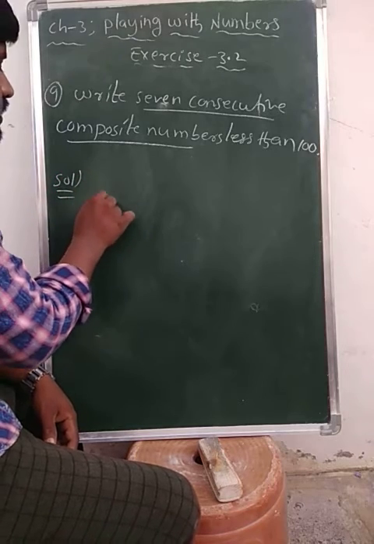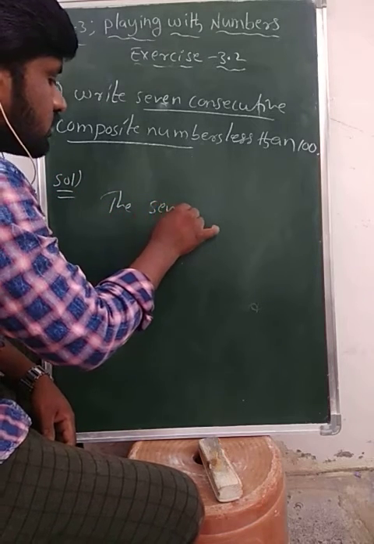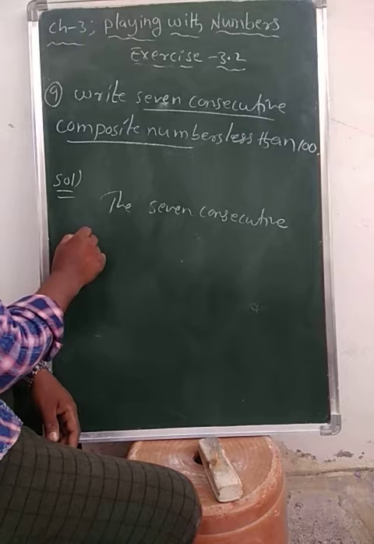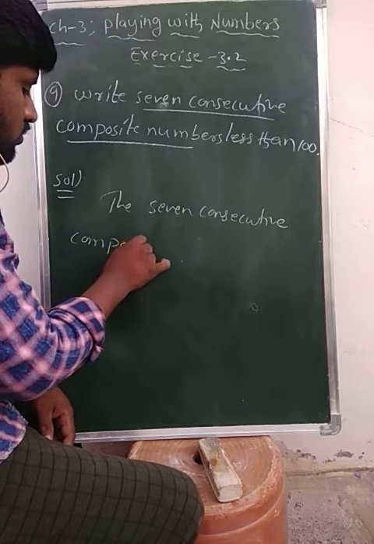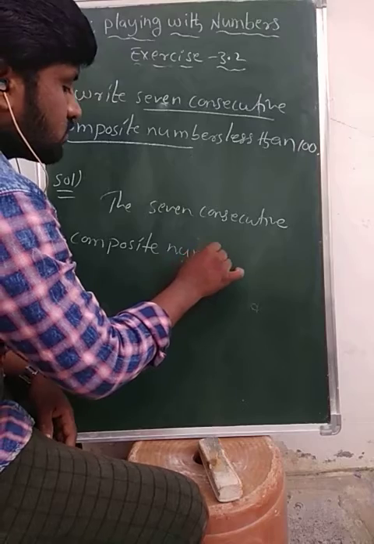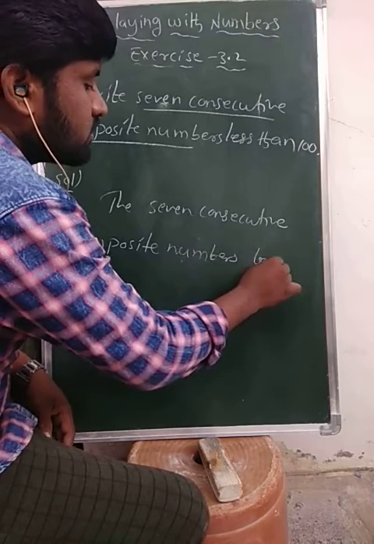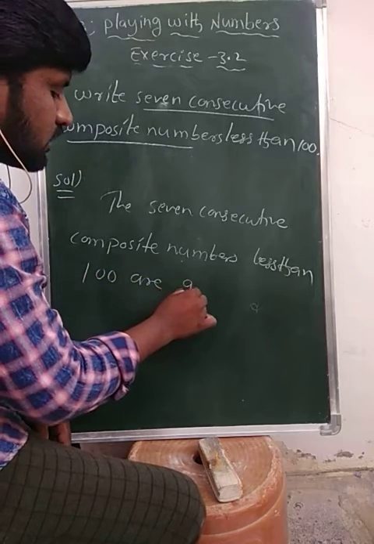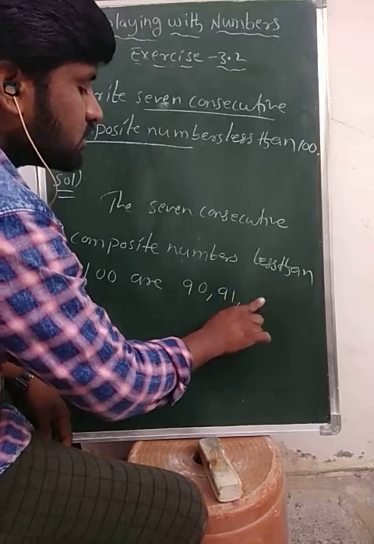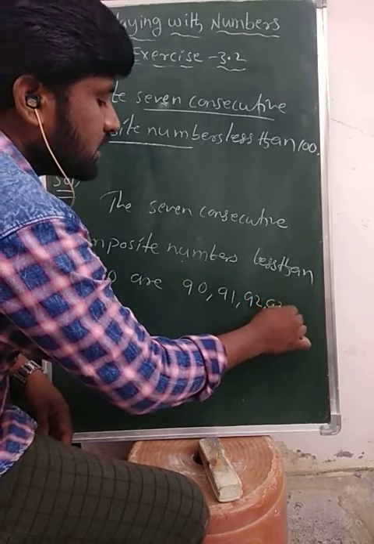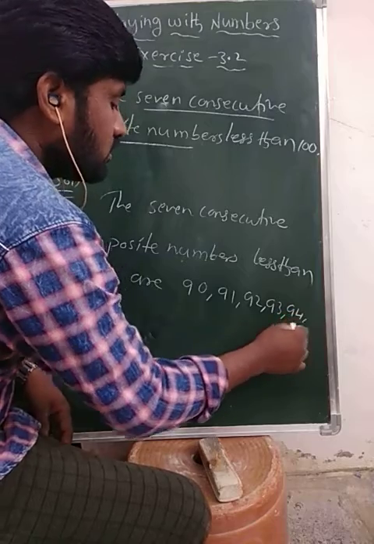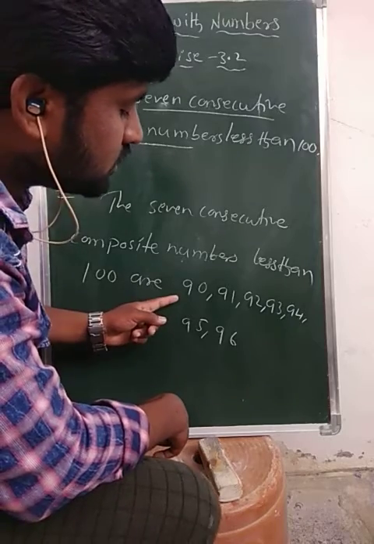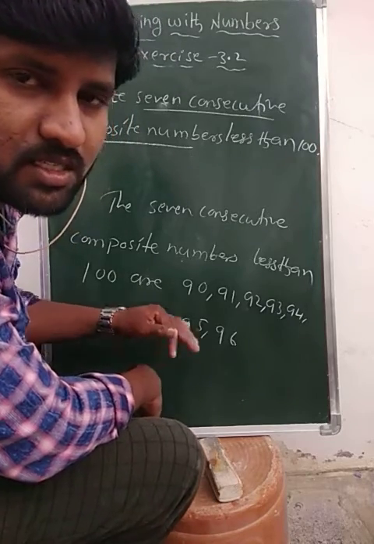The required solution: the 7 consecutive composite numbers less than 100 are 90, 91, 92, 93, 94, 95, 96. So these are the 7 consecutive composite numbers less than 100.